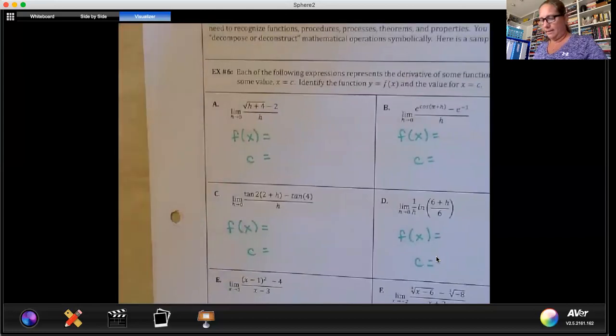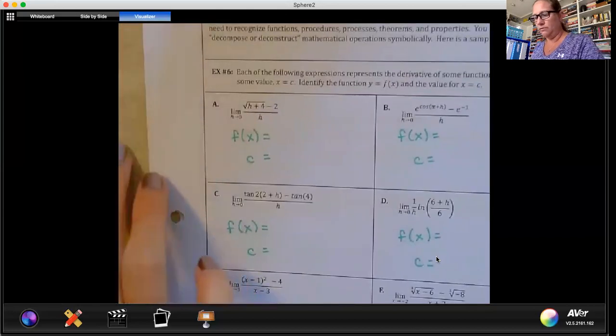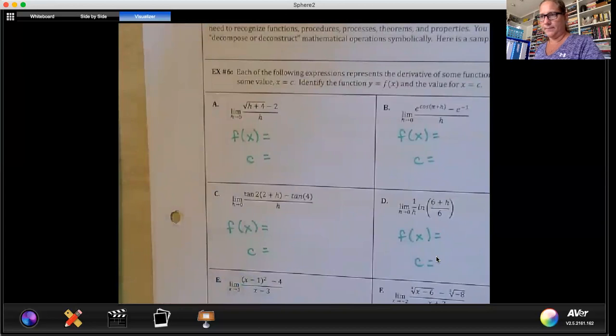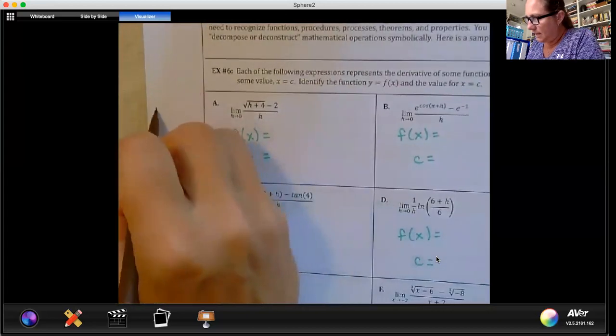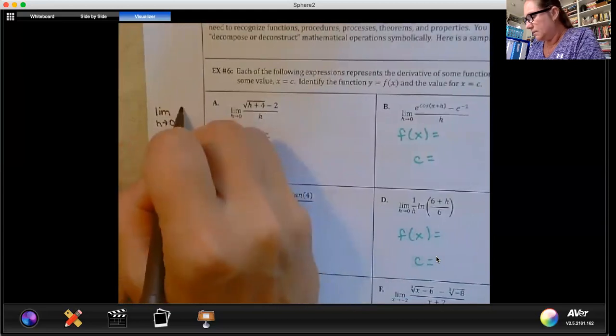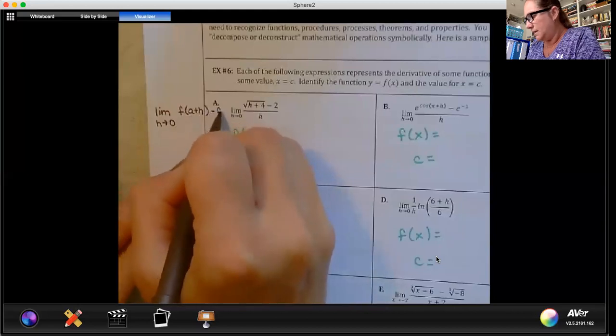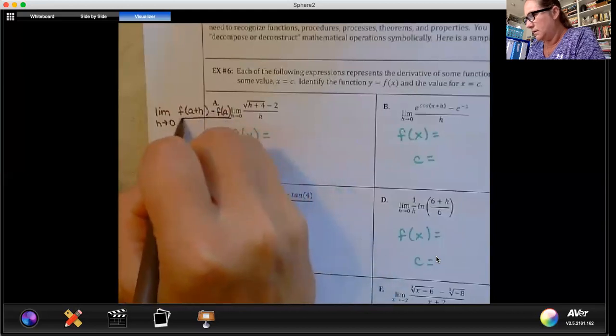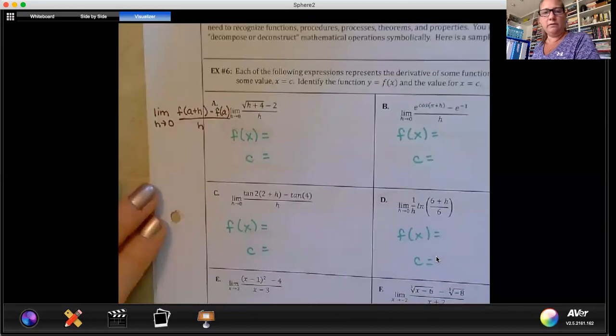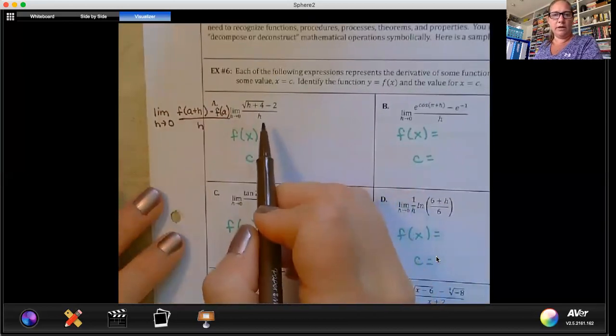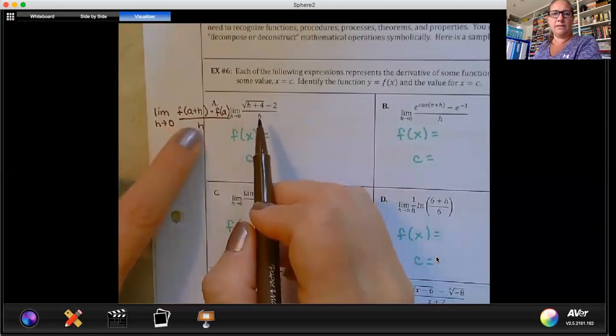So we're going to think back to those formulas that we have looked at today. And in this particular case, we're going to look specifically at the limit as h approaches 0 of f of a plus h minus f of a over h. And the reason we're going to look at that is because we're looking at our denominator and we see that it matches the denominator that we see here.